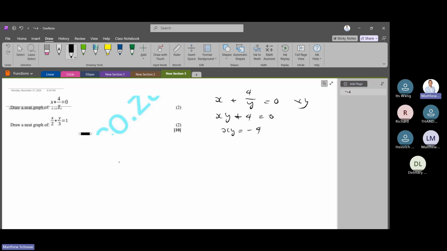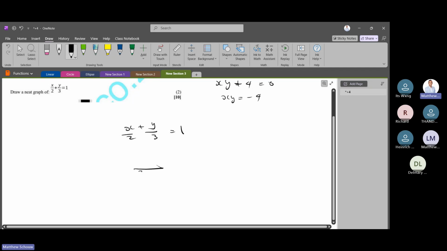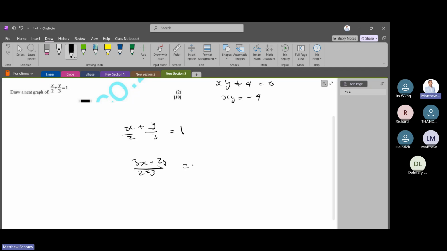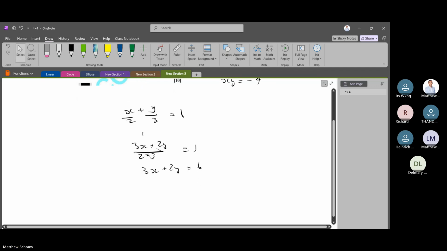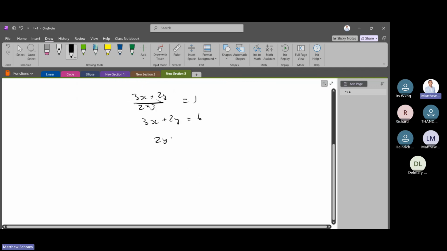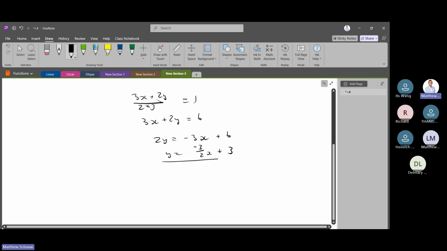I'm not going to do that one. x over 3 plus y over 2. Remember we talked about intercepts here. Those are the intercepts. Another way, if you want to put it in standard form to be more comfortable, you just do 2 times 3. 3 times x plus 2 times y equals 1 times 6 on the other side. So you have 3x plus 2y equals 6. Put in standard form, it'll be 2y equals -3x plus 6. Divide everything by 2, you have y equals -3 over 2 x plus 3. From this, you can tell that's a negative graph already.